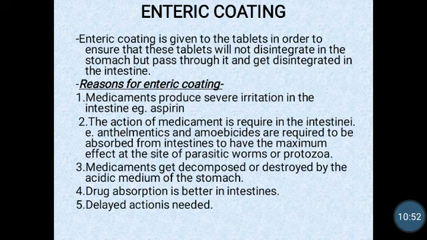Then the action of the medicament is required in the intestine, that is, the antihelmintics and the amoebicides are required to be absorbed from the intestine to have the maximum effect at the site of parasitic worms and the protozoa. So certain drugs like antihelmintic drugs or certain antiseptic or amoebicide drugs have a local action in the intestine. So to achieve the local action in the intestine, such drugs should get absorbed by the intestine.